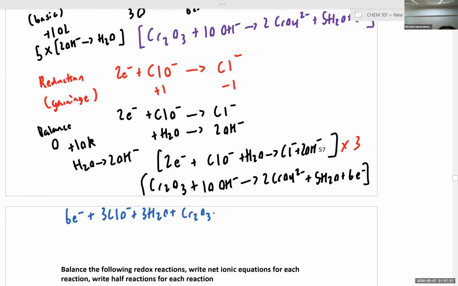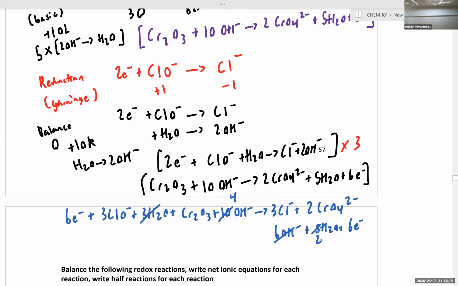plus chromium 3 oxide plus 10 hydroxide leads to 3 chloride plus 6 hydroxide plus 5 water plus 6 electrons plus 2 chromate. Now we cancel equivalent species on each side. We have the same number of electrons on each side. And then finally, we write out our balanced chemical equation.